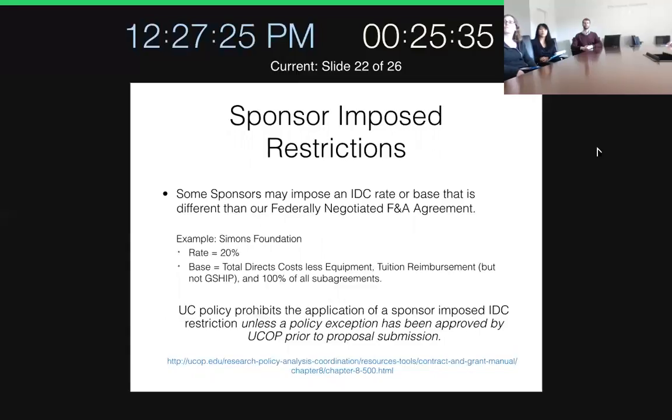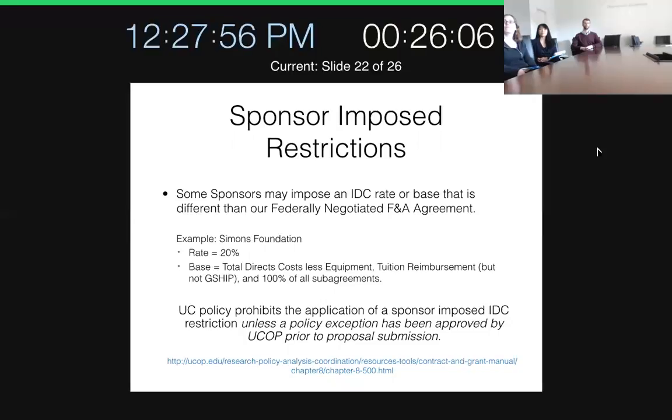So here's what I was alluding to, and I know this school is well versed with it: there are definitely sponsors who will not recognize our federally negotiated rate. It happens. Simons Foundation is a really good example. They not only restrict the rate to 20%, but they also modify the base from what we are used to working with. So it does reduce our ability to recoup those indirect costs.